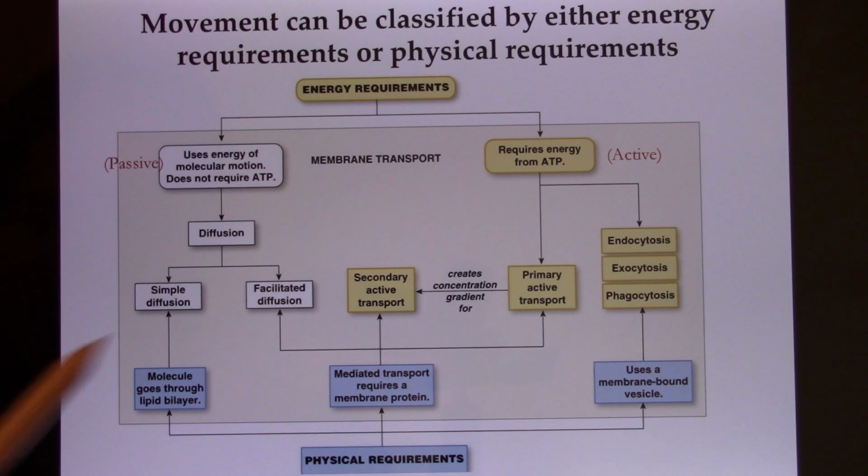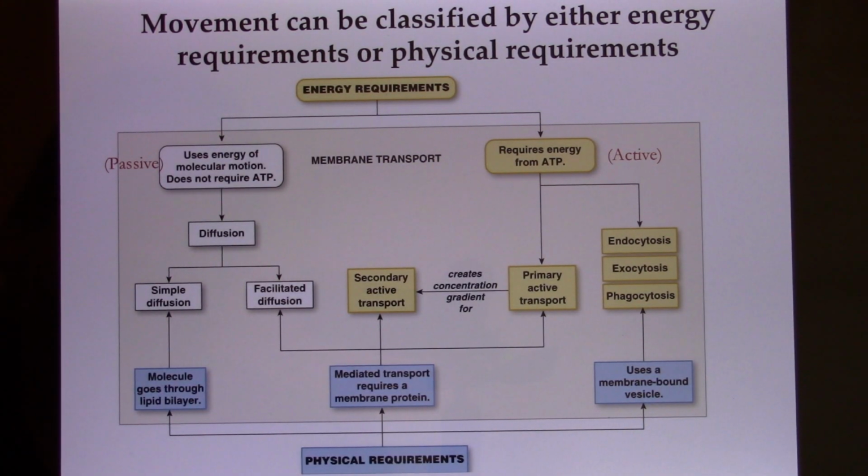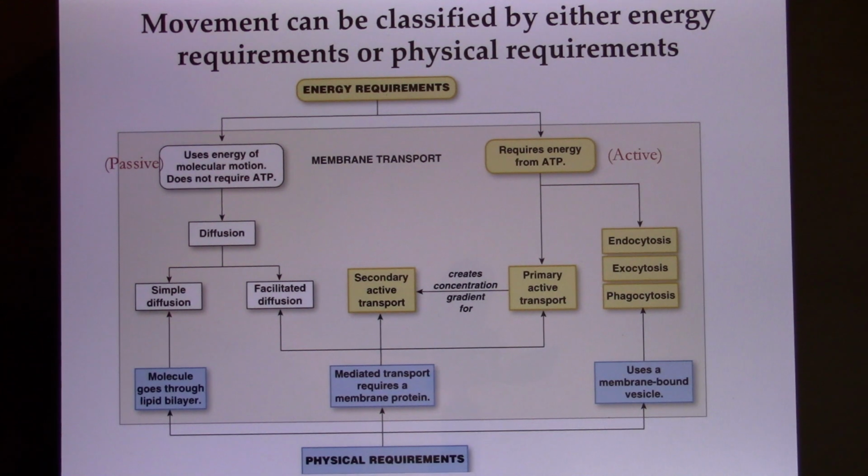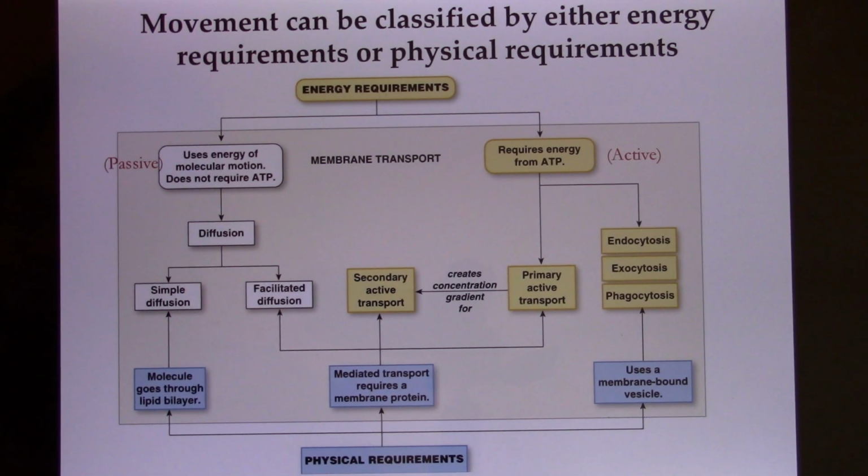So far, this is the summary. For a molecule to go through the cell membrane, every molecule that needs to move requires energy. You need to give them something. Even if a molecule can go through the cell membrane by simple diffusion, you still need to give them energy. The energy will be the concentration gradient, or the temperature, the kinetic energy.